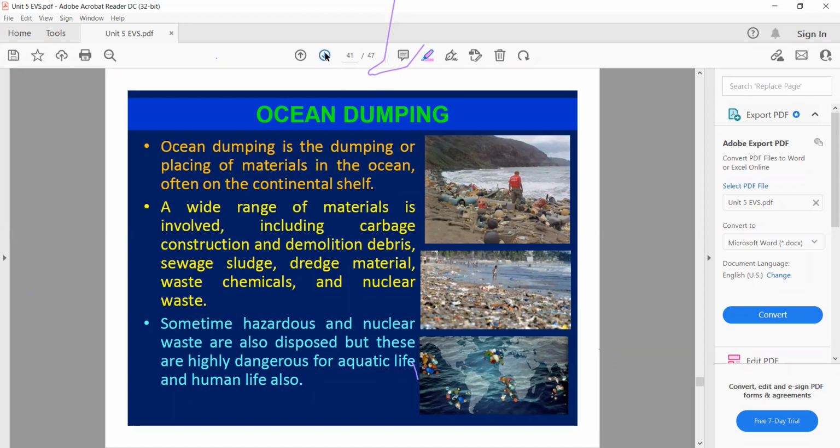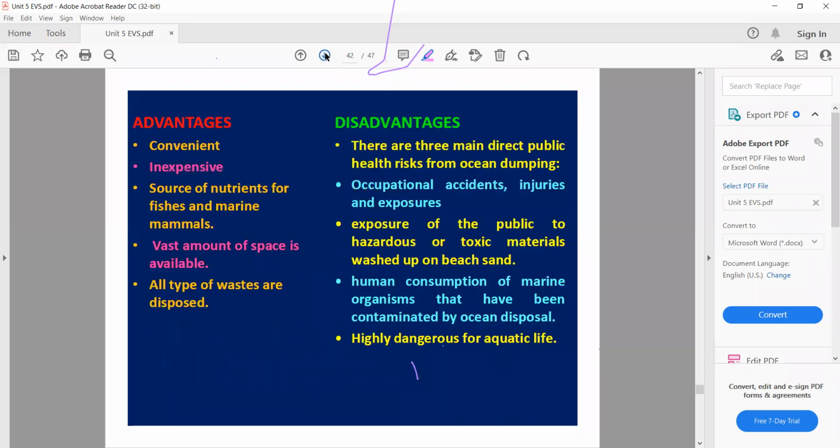I'm going a little fast over here because we need to finish off, and these parts were already discussed, I guess. Here are some advantages and disadvantages. Among the advantages, it is not that expensive, it is convenient, a source of nutrients for fishes and marine mammals, a vast amount of space is available, and all types of wastes can be disposed of, fine.